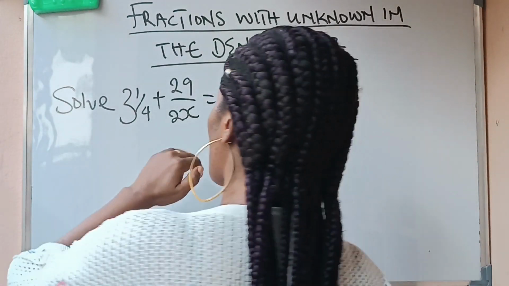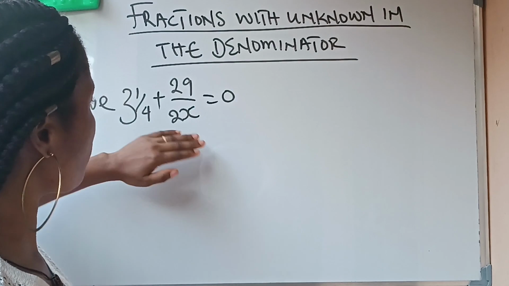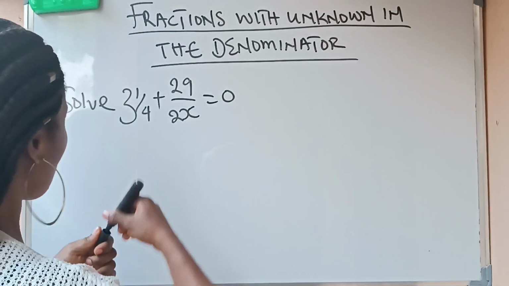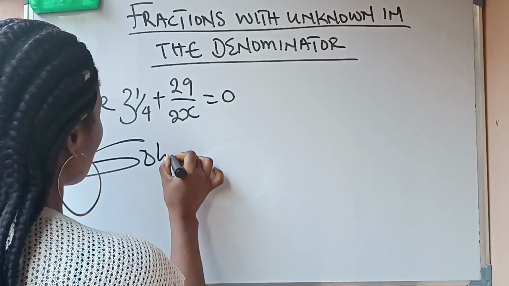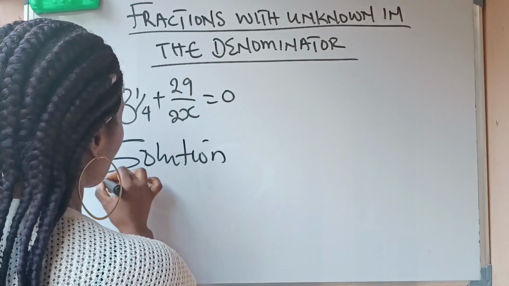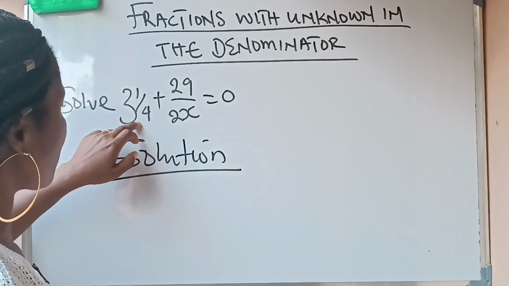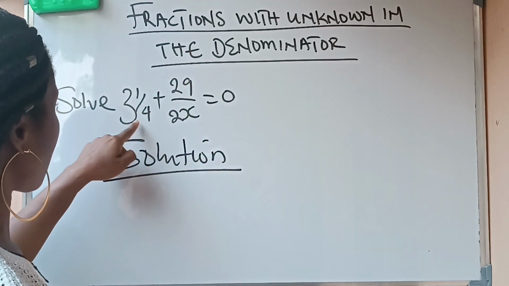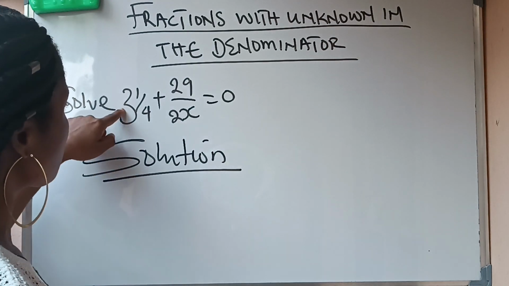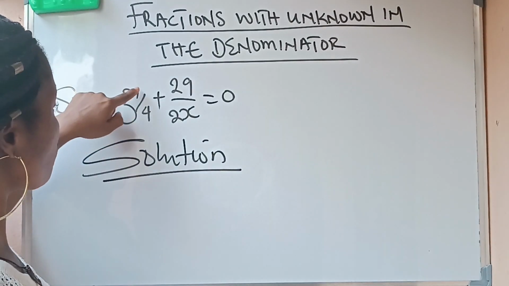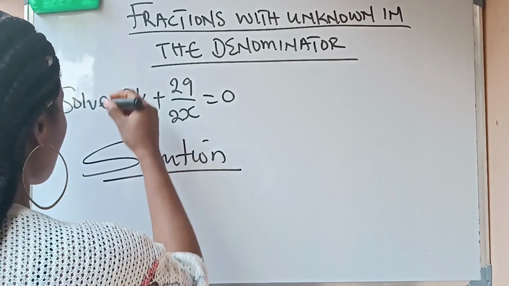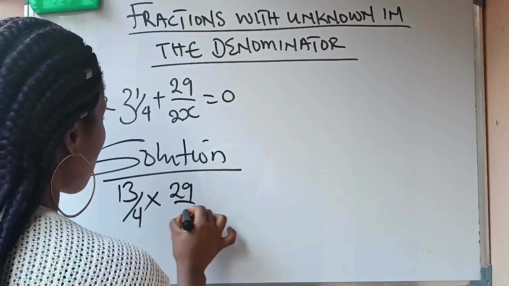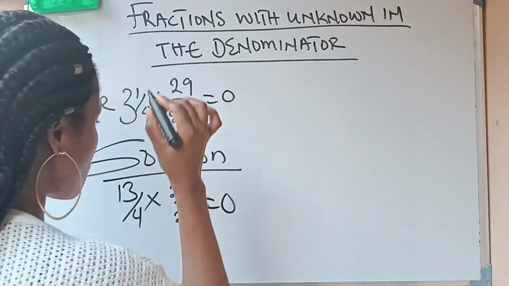Let's do that. For you to clear this fraction, first of all, we are going to change this to an improper fraction, so that it will look like this. 4 times 3 will give us 12. 12 plus 1 is 13. So we are going to have 13 over 4 plus 29 over 2x is equal to 0.